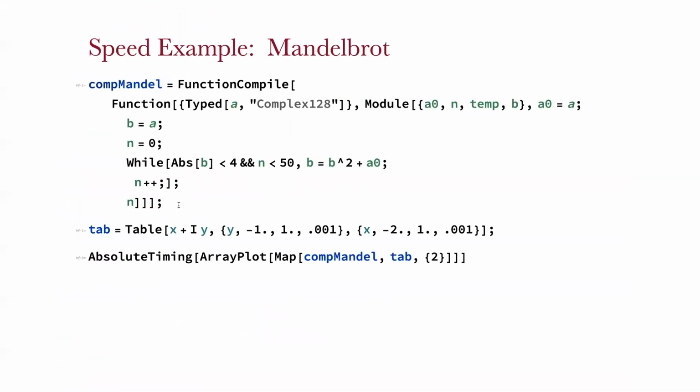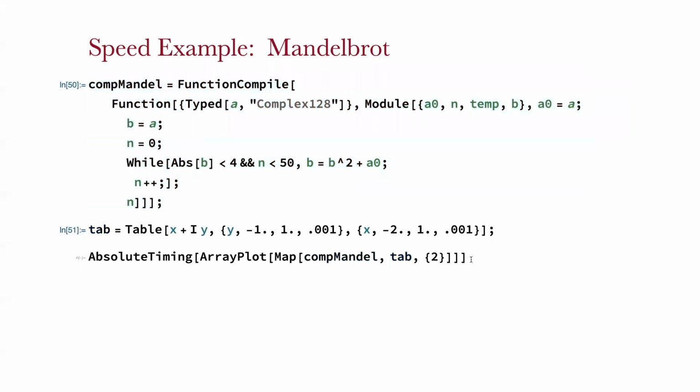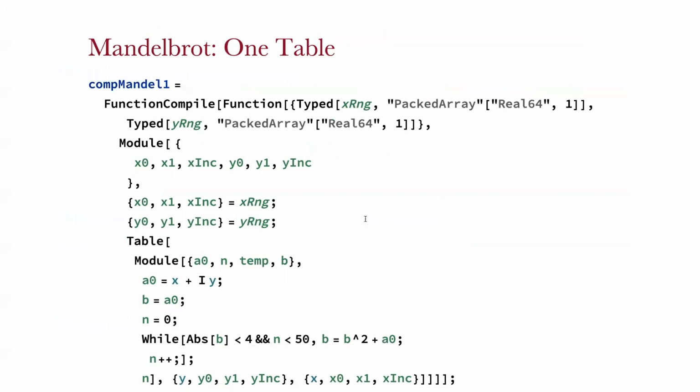I thought it might be interesting to work through an actual example. This came from some user code that somebody sent in, and they were trying to do a Mandelbrot computation. This was their code. They made a compiled function and they ran it. So here's the computation, and this actually is running faster than in 12.1.